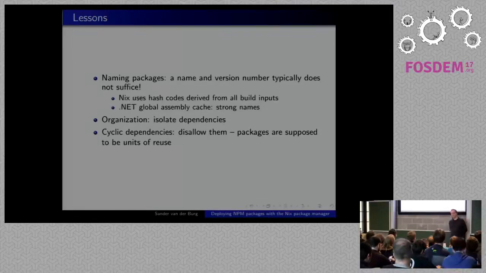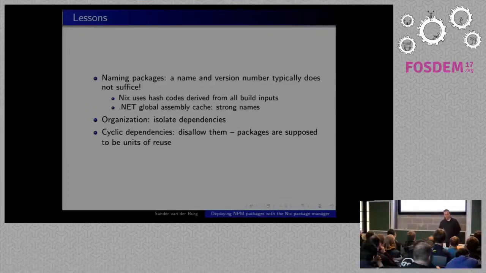If you, for whatever reason, need to develop a language-specific package manager yourself, I would advise, first of all, to think about how to name packages. I would say naming a package by a name and a version only typically doesn't suffice. So in Nix, we use hash codes for that reason. But also if you take a look at Microsoft, for example, they use for the .NET Global Assembly Cache a concept called strong names, which includes cryptographic keys.